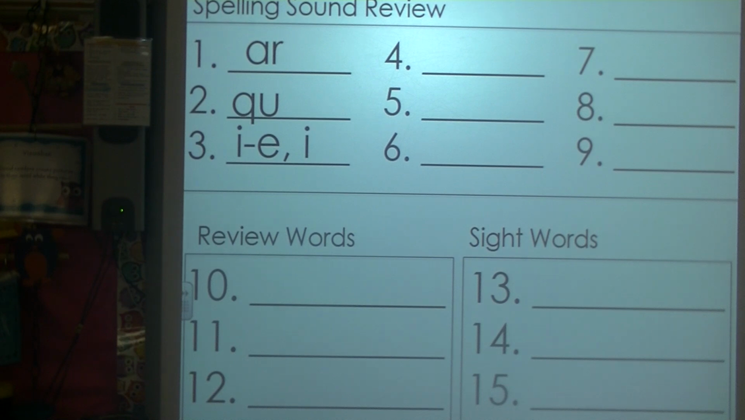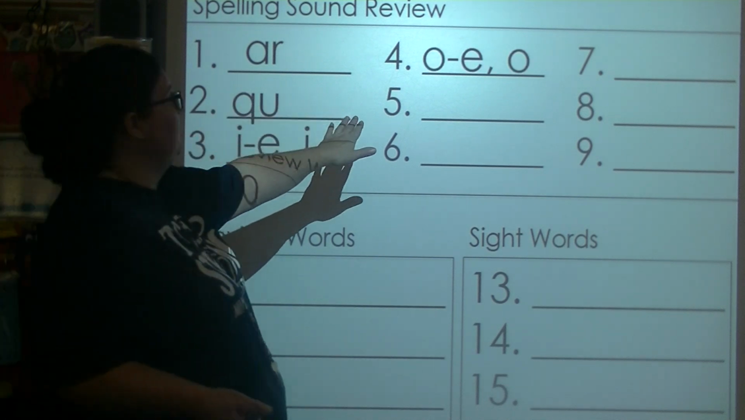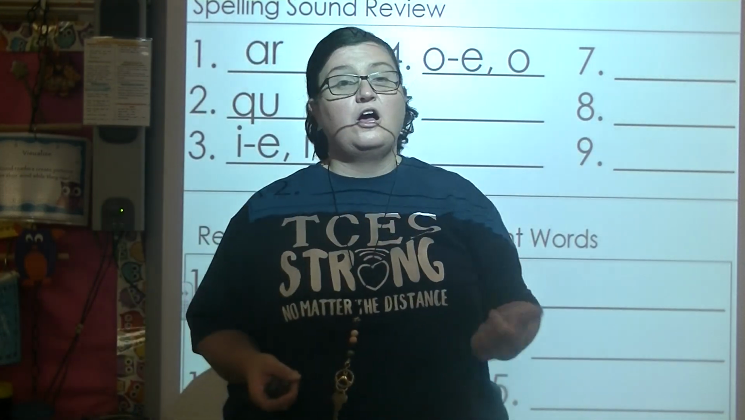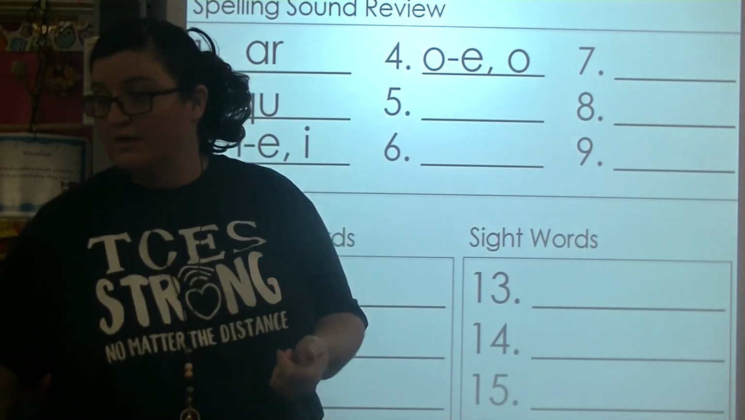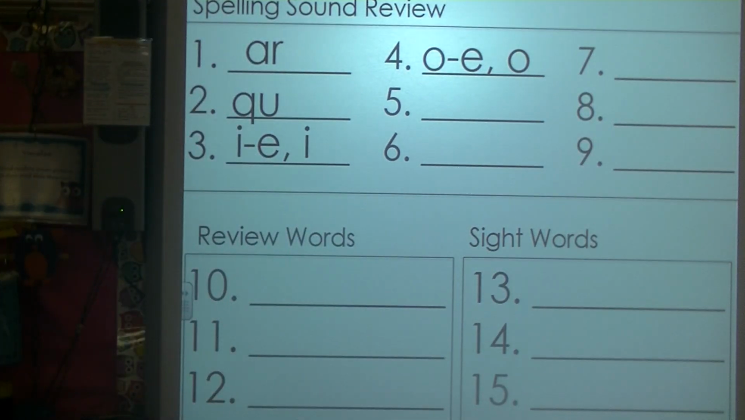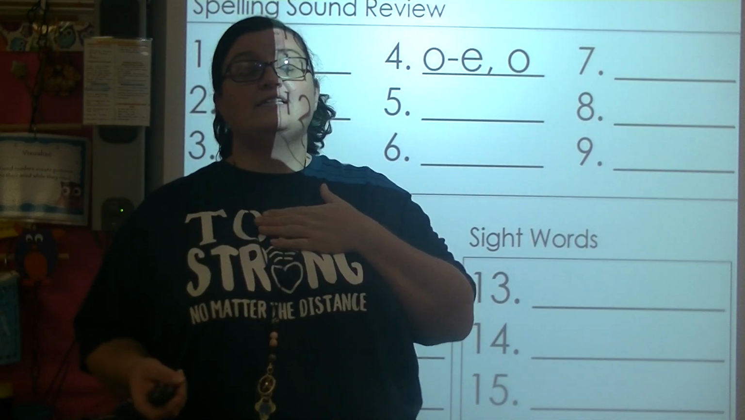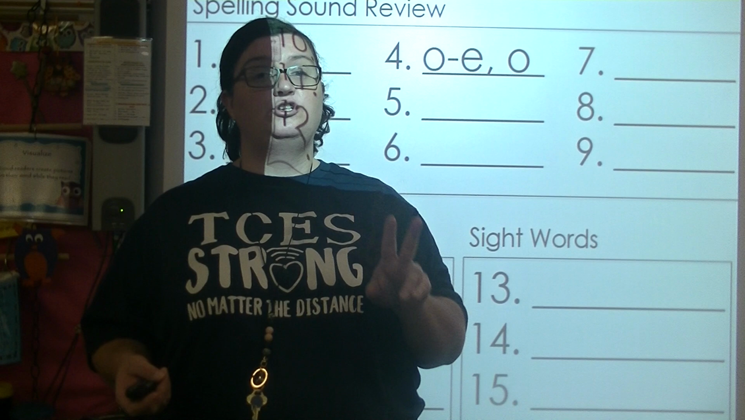Okay, you should have O consonant E and O with a macron. Both make the long O sound. Number 5, U. Yes, U. 2 ways.